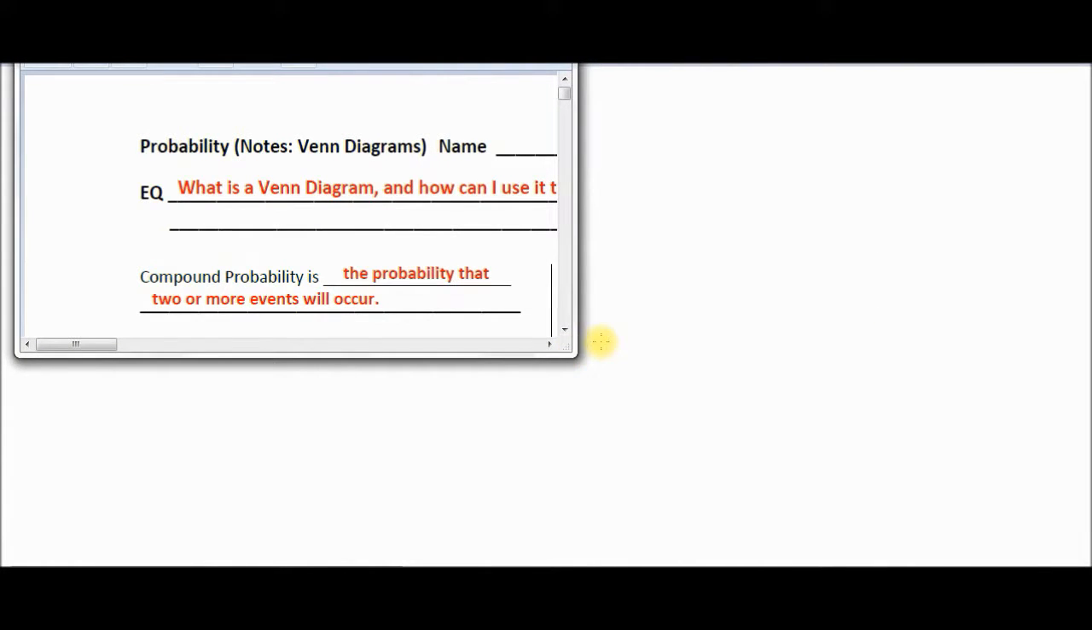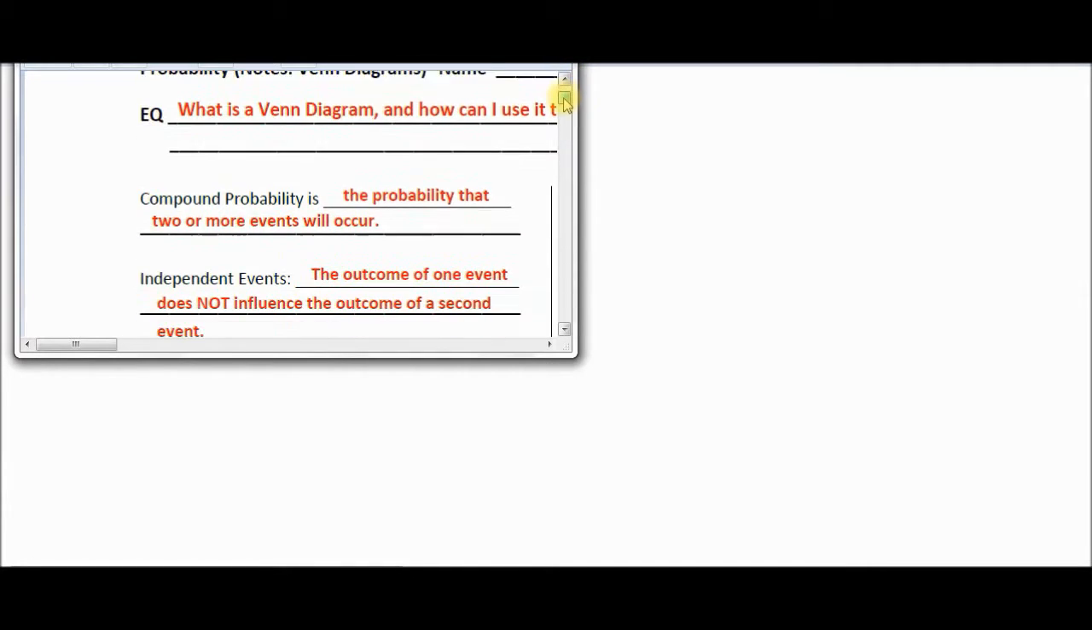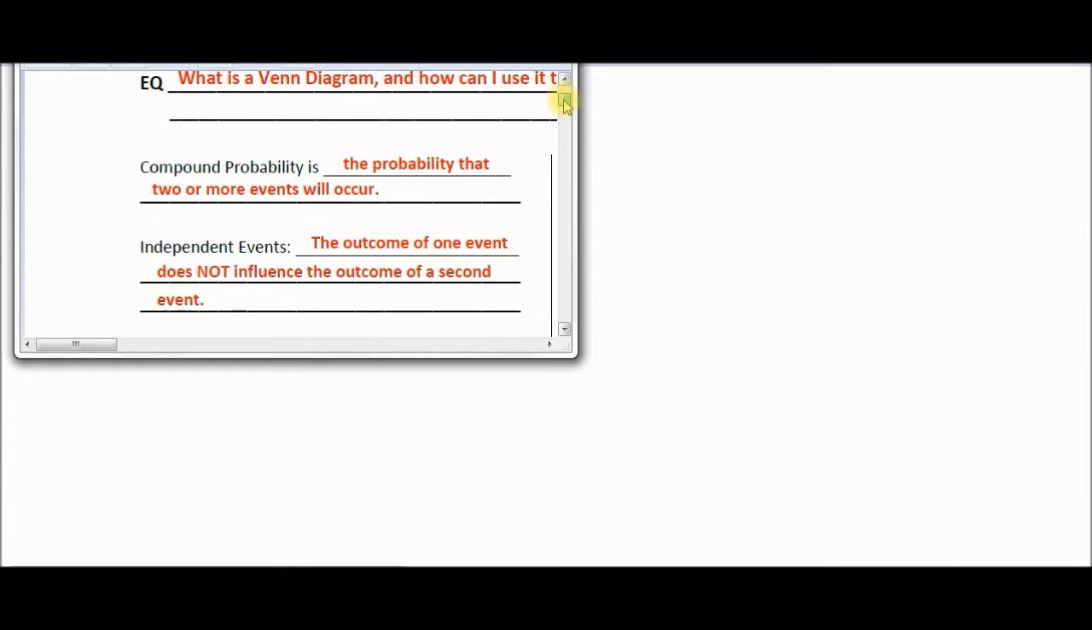First thing is, let's go over a couple definitions to make sure we remember these. What is compound probability? It is the probability that two or more events will occur. You'll be seeing compound probability in the Venn diagrams. If I go too fast on these, class, no worries, just pause the video and then you can continue once you write the definition. What is an independent event? We learned this. An independent event means the outcome of one event does not influence the outcome of a second event.